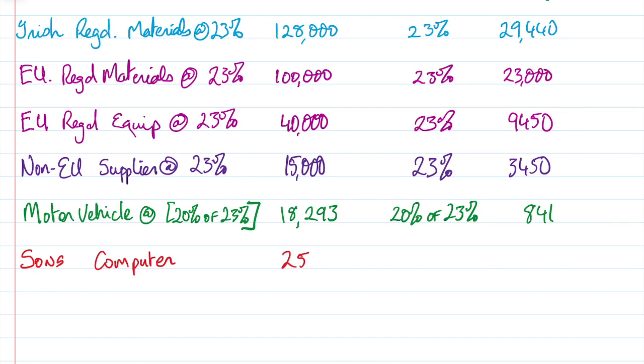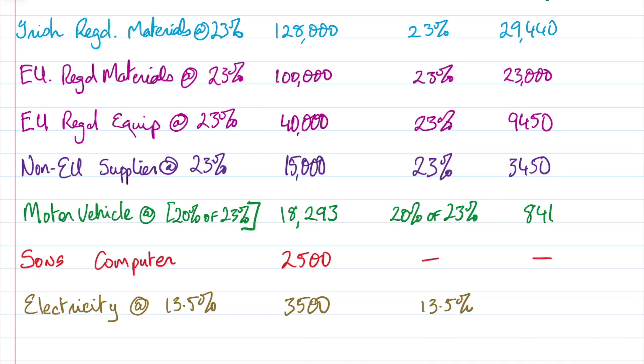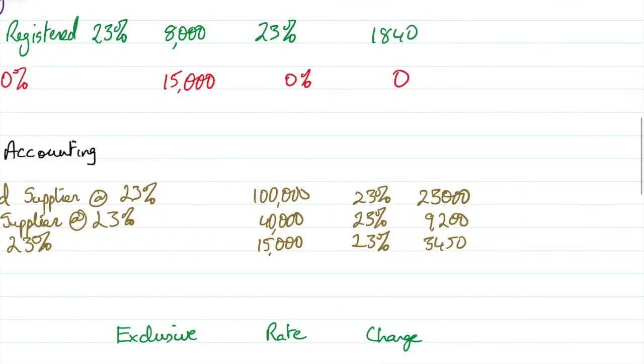Next, we have the son's computer. That's an item for personal use, so no input credit is claimable on that. Finally, we have the charge for electricity. Electricity, unlike most of what we've dealt with so far, is at 13.5%, and so 13.5% on 3,500 is €473.